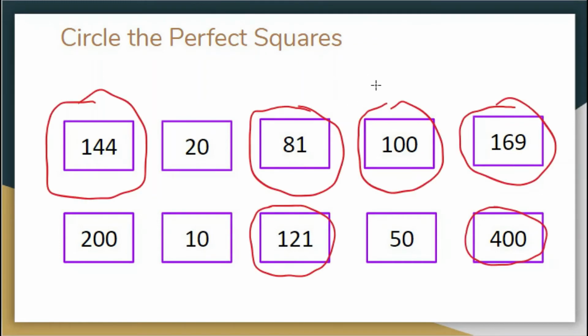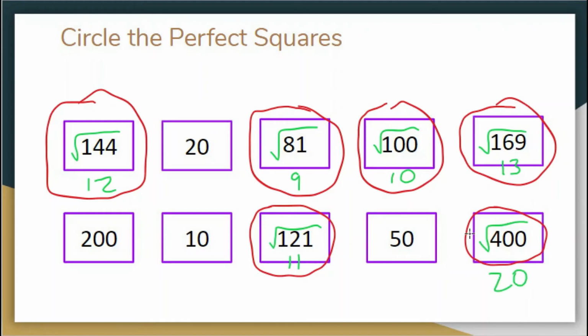All right, here are the answers. How'd you do? So these are all perfect squares, all the ones circled in red. And the reason for that is when we took the square root, we got a nice whole number. So like the square root of 144 is 12. The square root of 81 is 9. The square root of 100 is 10. The square root of 169 is 13. The square root of 121 is 11. And the square root of 400 is 20. So all of these are perfect squares.